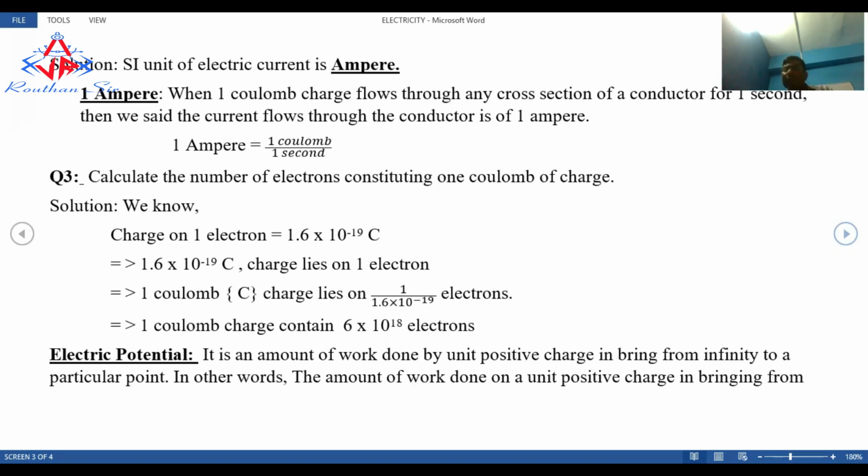Now, we move to another topic. I hope you understand what is meant by electric current and what sort of questions are coming in the examination and how to solve the problems given in your text.